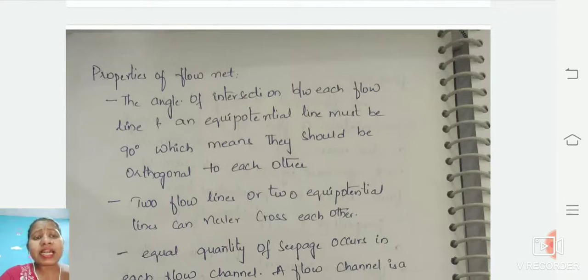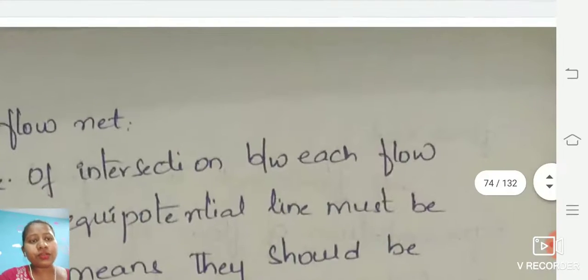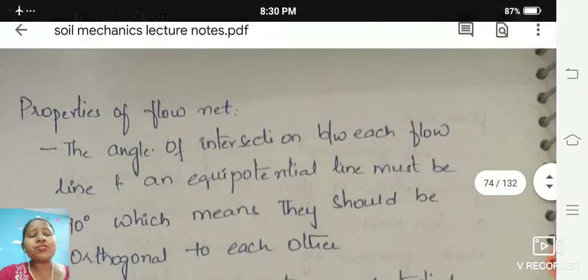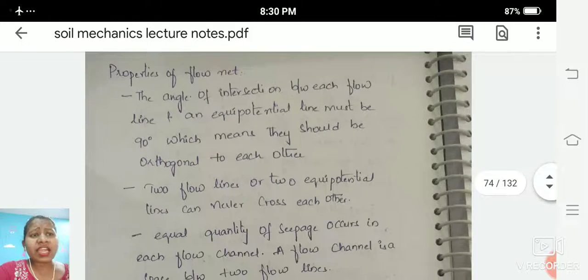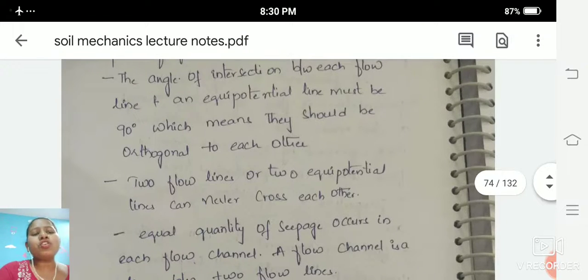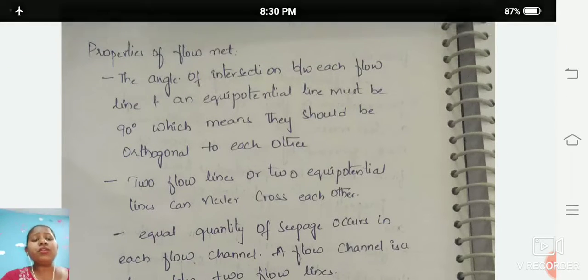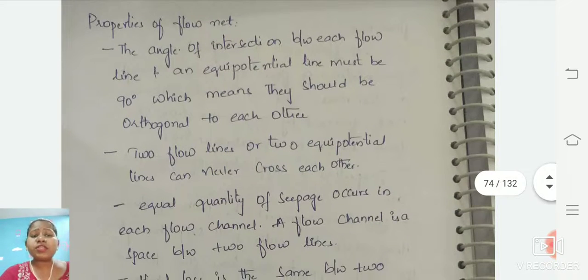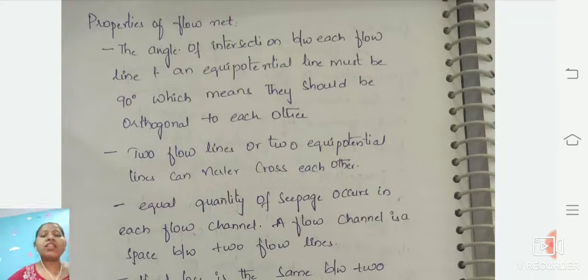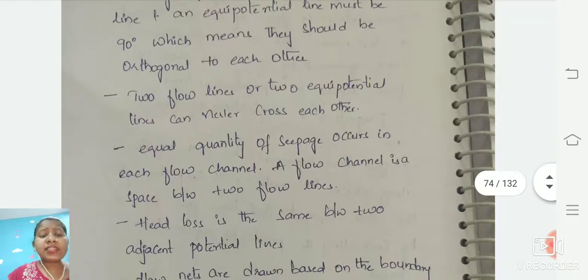As I said, the angle of intersection between each flow line and the equipotential line is 90 degrees. As I showed you in the previous diagram, it shows a 90 degree angle. Next, there will also be some orthogonal projections. The two flow lines or equipotential lines will never touch; in the diagram you will not see any touching. The head loss between two adjacent potential lines will also be the same.